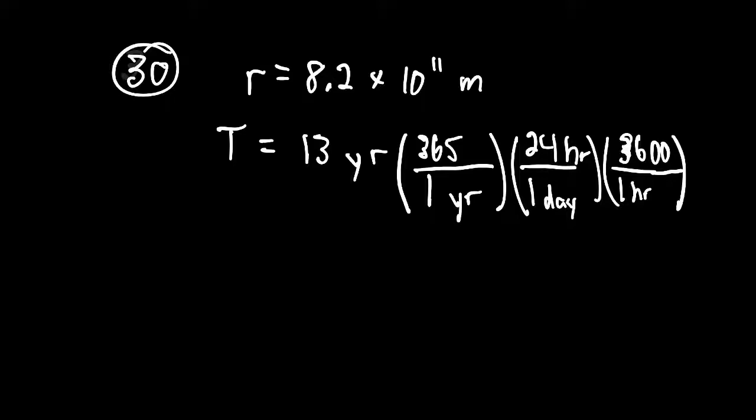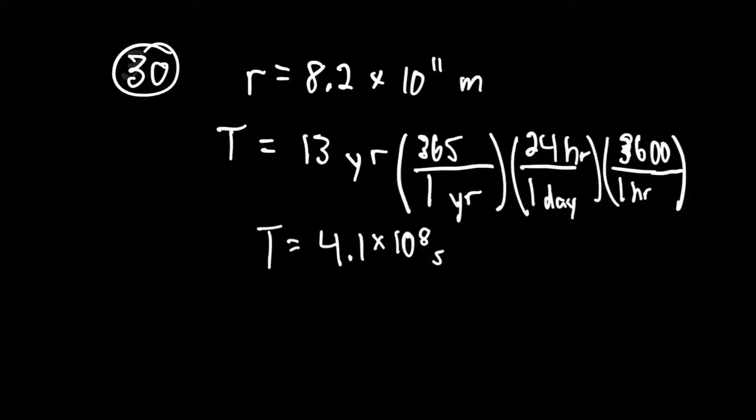So we can multiply this together. I happen to not actually multiply it until I did the final calculation, so let's bust out the calculator. 13 times 365 times 24 times 3,600. And what do you get? 4.1 times 10 to the 8th seconds. So now I have period in seconds.